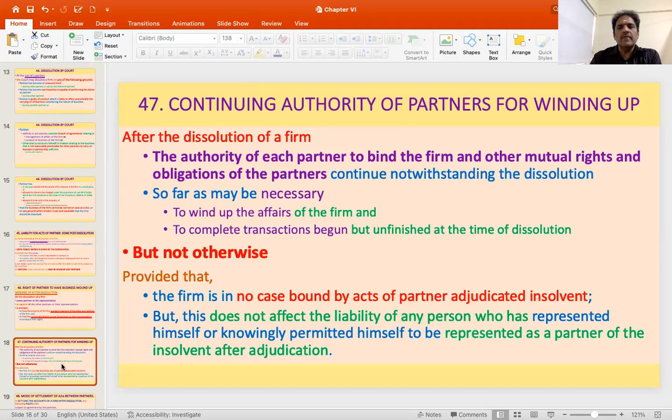Then sometimes after the dissolution is over, for ensuring that the liabilities are met, for distribution of the property, clearing of debts, etc., you need to have powers to draw cheques. So even after the dissolution is ordered, for enabling the winding up process to be over, partners should have continuing authority. That is what is provided for under section 47. It says, after the dissolution of a firm, the authority of each partner to bind the firm and other mutual rights and obligations of the partners continue notwithstanding the dissolution. So whatever obligations are there in relation to the firm, and the authority assigned to the partner to bind the firm, will continue to be there till the winding up process is also over.